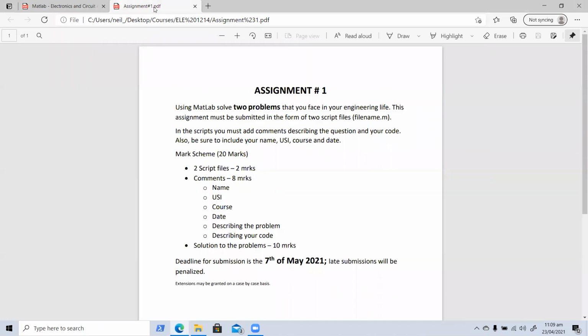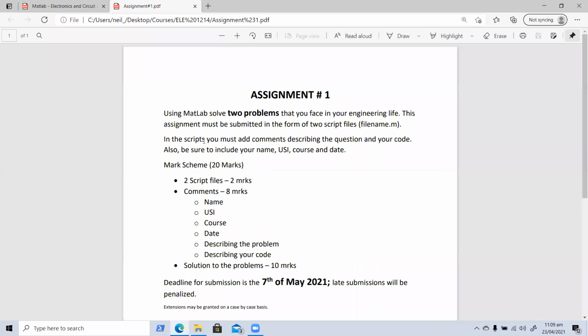So this assignment is pretty simple. Just find two problems that you do maybe from UG, or if you work, two problems that you face in your engineering life, and just write some small programs using Matlab to solve them, right? You guys think you can do that? No, sir. No? Yes, sir. Yeah, because it's pretty simple. Just two script files, two problems.